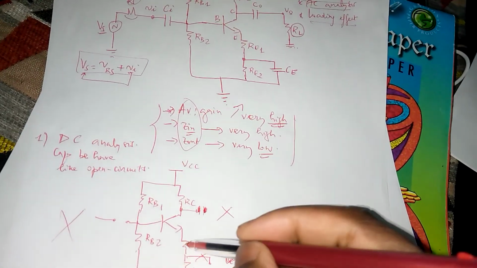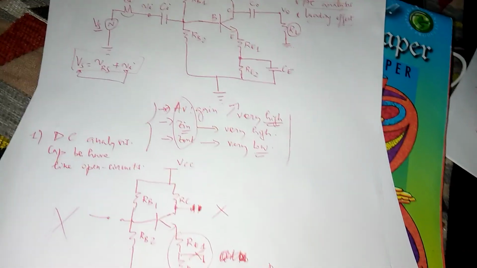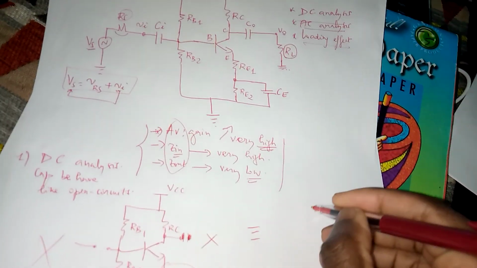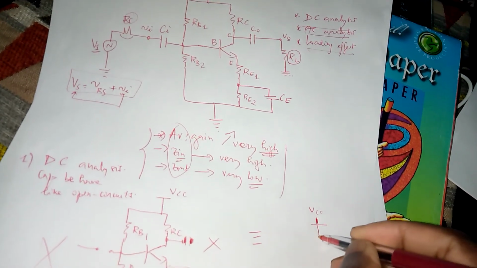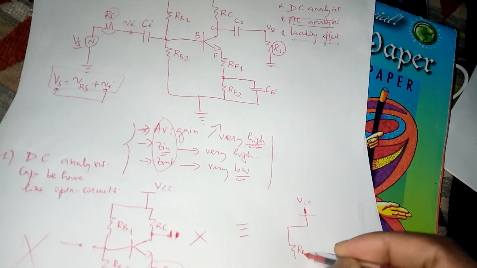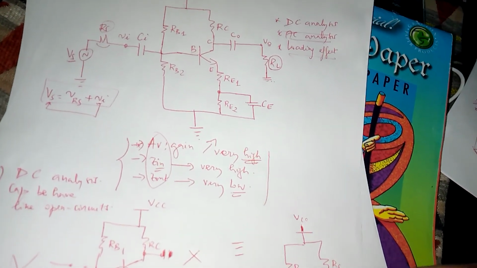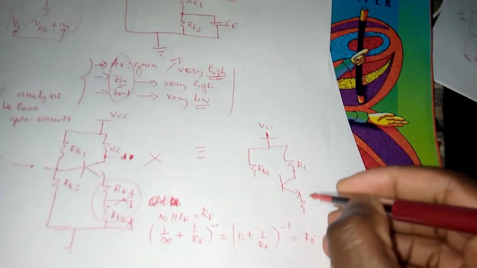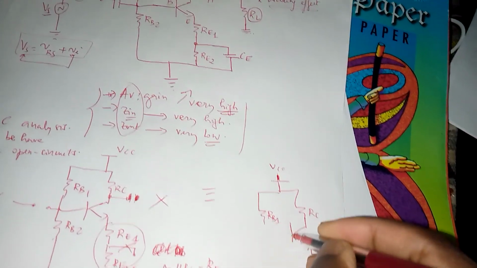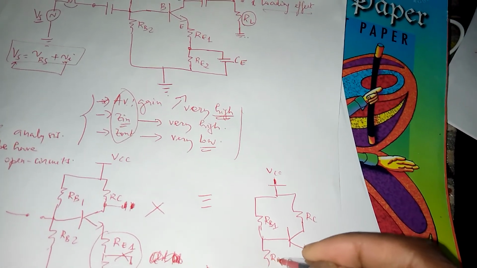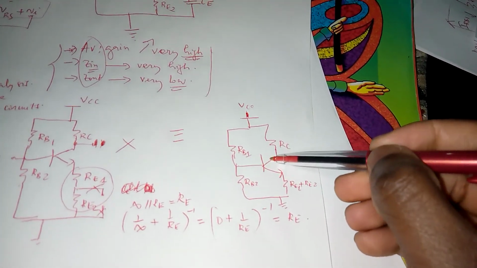So at the end of the day, we've got two emitter resistors, RE1 and RE2, in series, which can be replaced by a single one, which is the sum of the two. RC, we have a single one. RB2 and ground. So that's what's left of the circuit DC analysis wise.